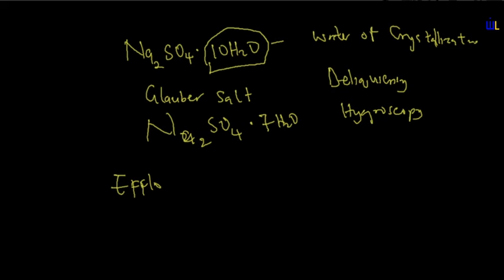Then hygroscopic, write this down, examples of hygroscopic substances. The ones you will definitely come across: number one is sodium nitrate, NaNO3. Then you have your quicklime, calcium oxide. You also have H2SO4, sulfuric acid.